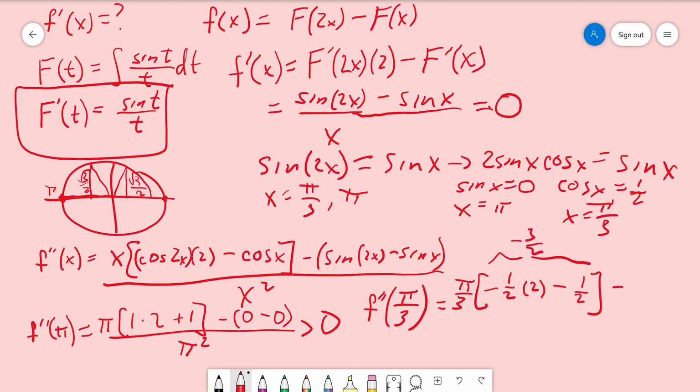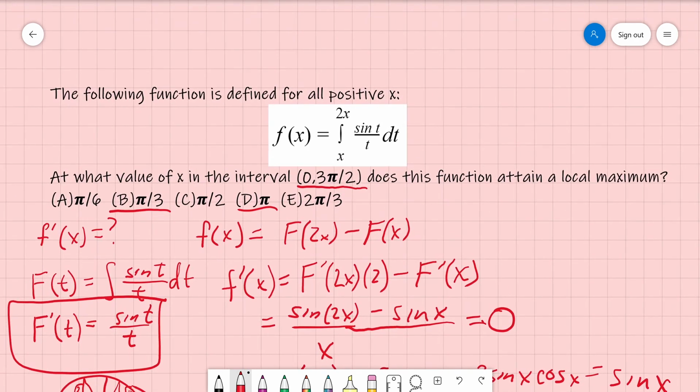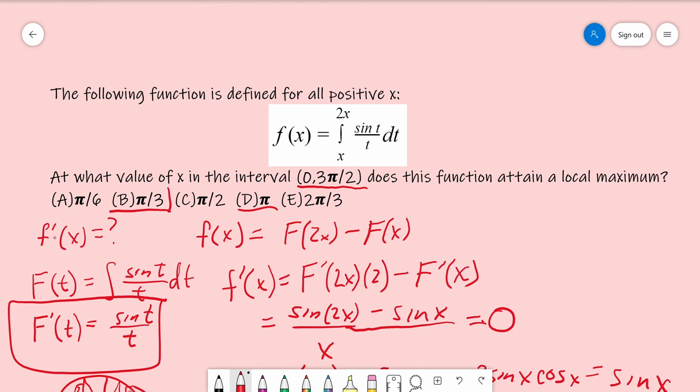And then subtract the sine of 2 pi over 3. Well, we know that sine of 2x is the same thing as sine x. That's how we chose x. So this is just going to be minus 0. And all of this is going to be over some positive number, which is pi squared over 9. So yeah, this is going to be a negative number, which means that pi over 3 gives us a local maximum. So our answer is B.